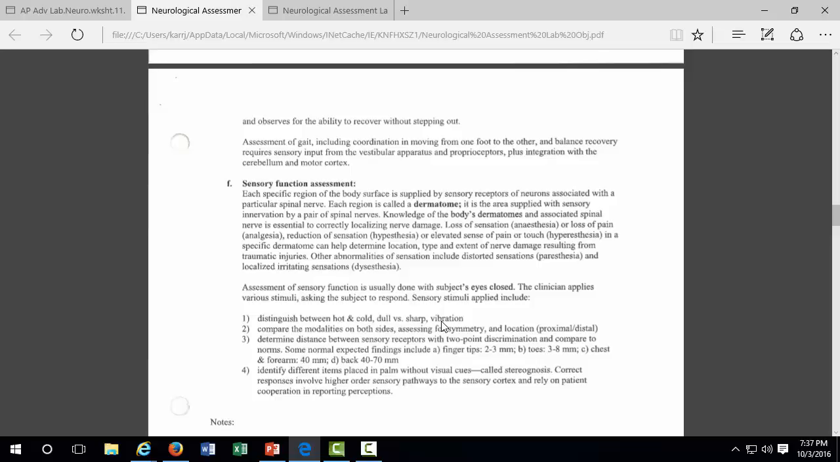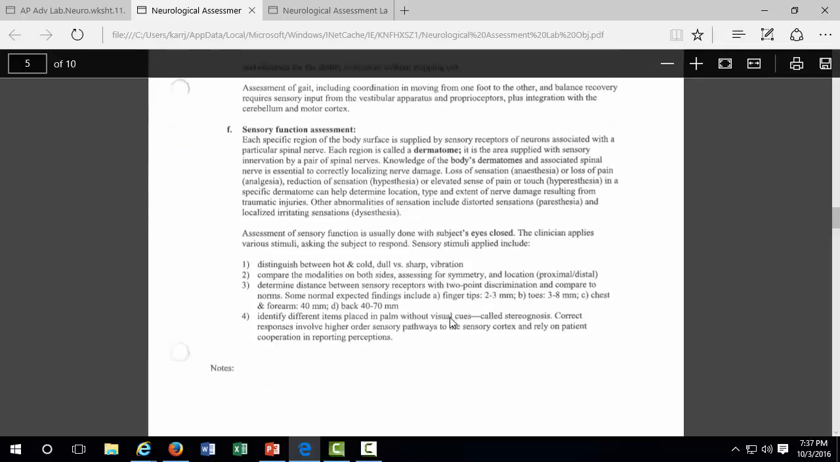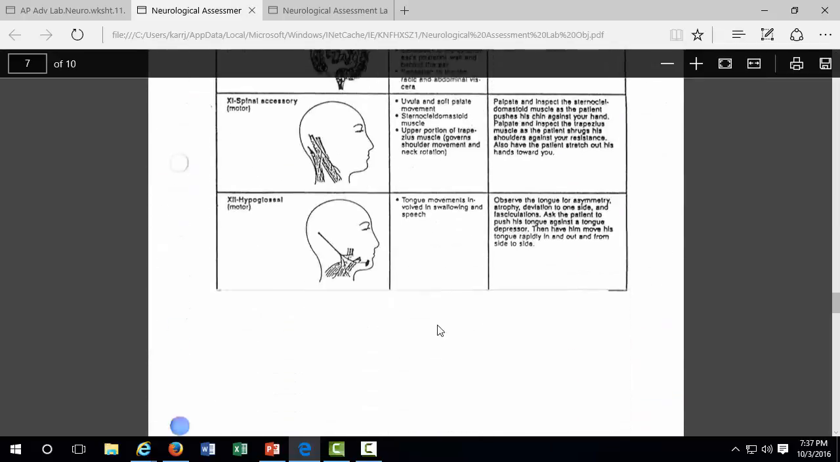So we have these bags over here on the side of the lab. They're called stereognosis bags, and what they are is just, I think, are they in?